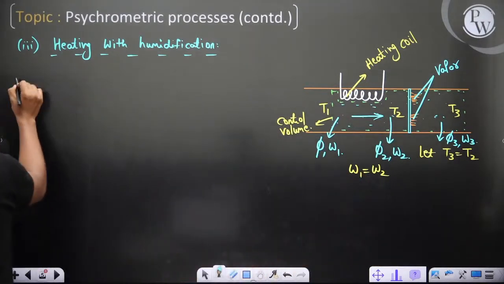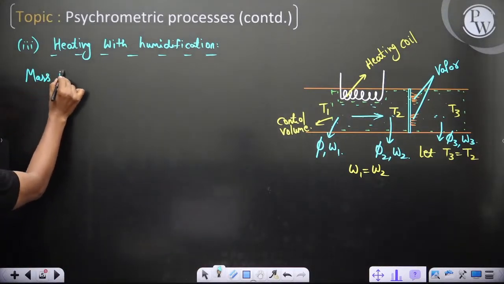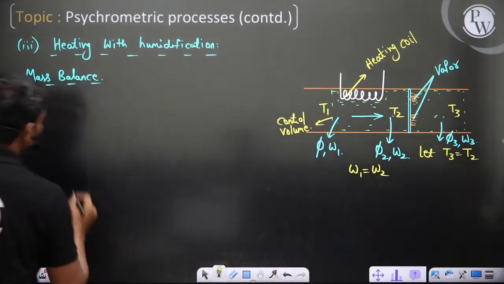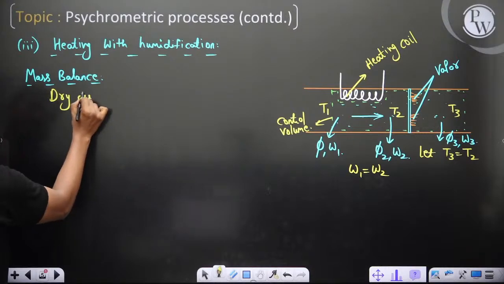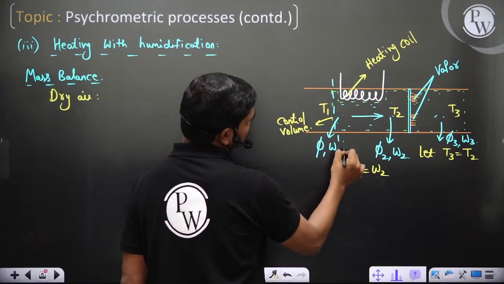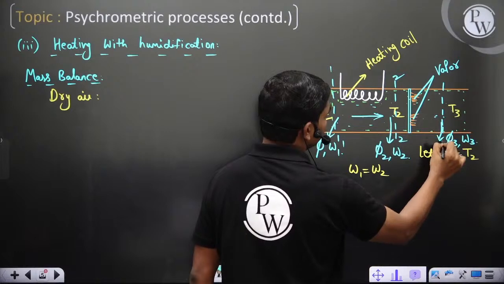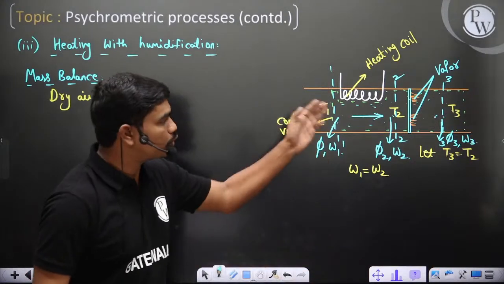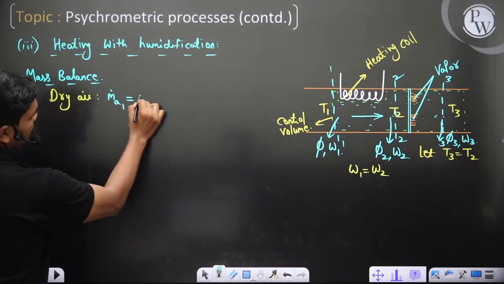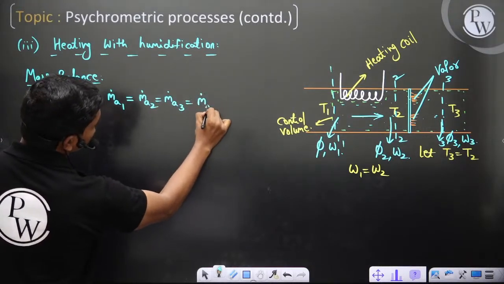Now let's see the mass balance for dry air. If this is your section 1, somewhere here is your section 2, and somewhere here is your section 3. So you have sections 1, 2 and 3. In the case of dry air, whatever mass flow rate of dry air flows at 1 will be the same all over. It doesn't change, correct? Because there is no extra entry of this dry air.